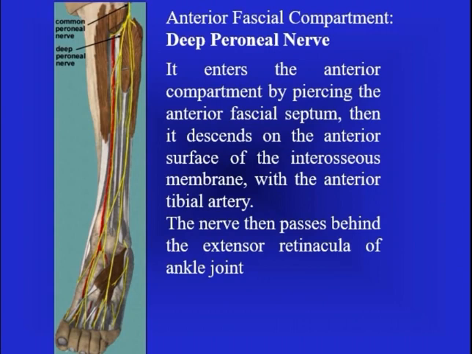The deep peroneal nerve enters the anterior compartment by piercing the anterior fascial septum. So it passes from the lateral compartment to the anterior one through piercing the anterior fascial septum. Then it descends on the anterior surface of the interosseous membrane with the anterior tibial artery. The nerve then passes behind the extensor retinaculum of the ankle joint.